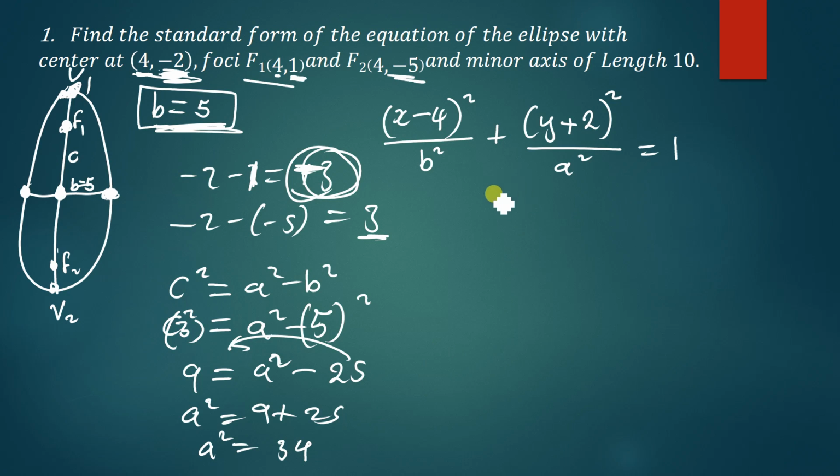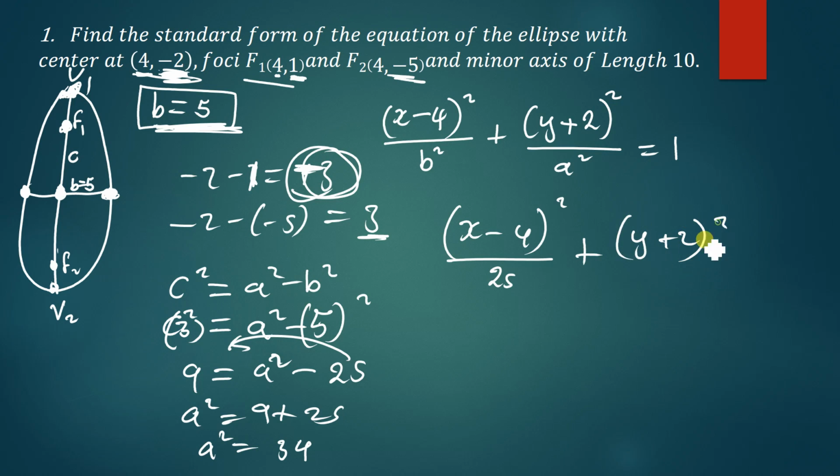So here the equation will be, sorry for that, x minus 4 squared over b squared, where b squared is 25, and y plus 2 squared over a squared, where a squared is 34, so you put your 34 there. Then this is equal to 1.